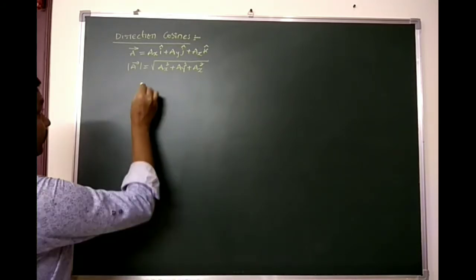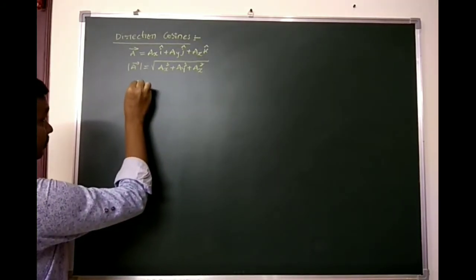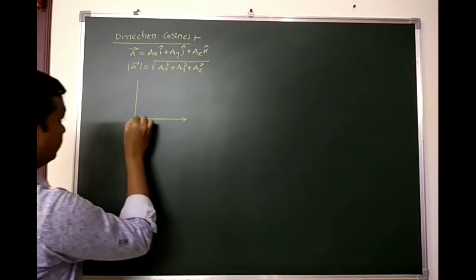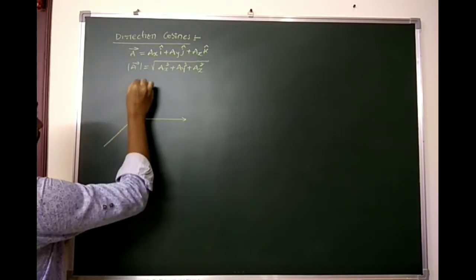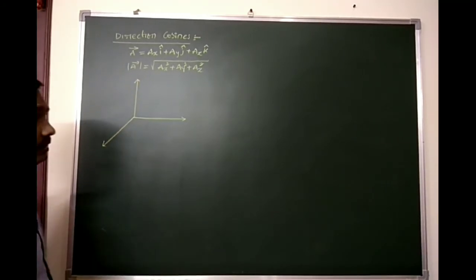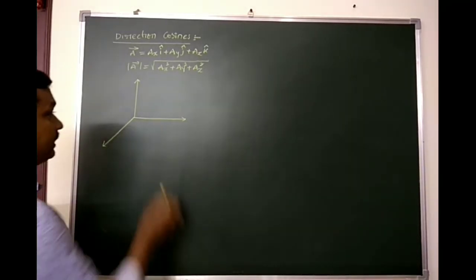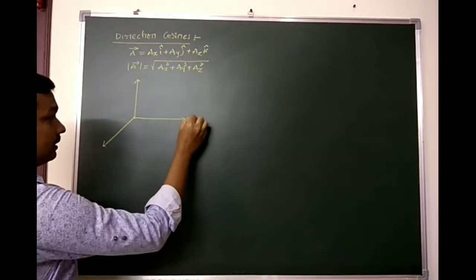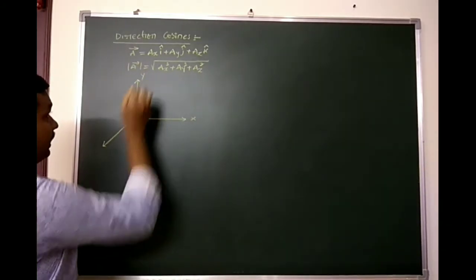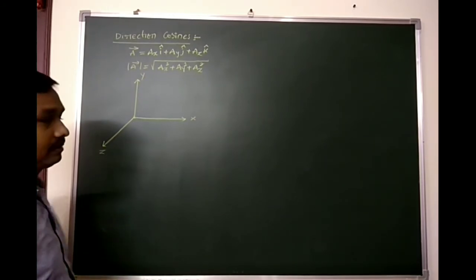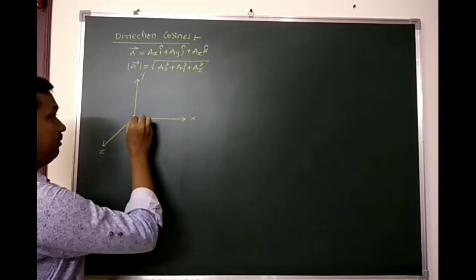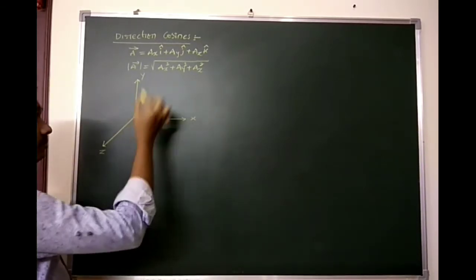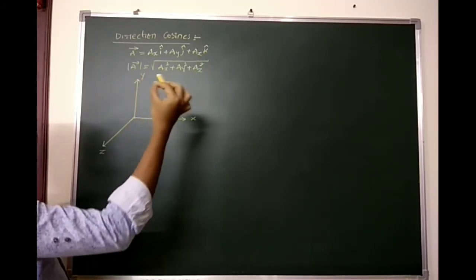Here I am taking orthogonal vectors, a Cartesian system, or else you can consider three forces acting at a point. Here this is the x-axis, this is the y-axis, and this is the z-axis. Here I am representing one position vector. I am just taking one vector which is in space. Here is the point.